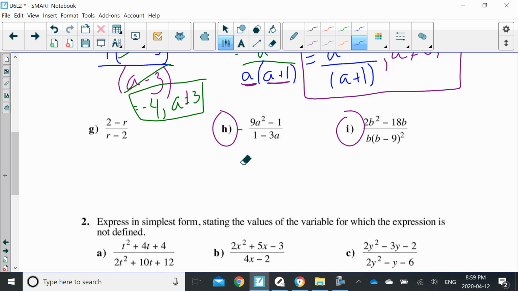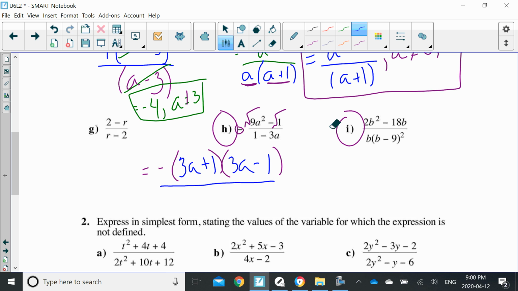Let's do H. So again, always ask yourself, how do I factor this? In the numerator, it is a difference of squares. 2 terms separated by a minus. Each of these terms could be square rooted. So what I have is negative, and then I've got my 2 factors that are my difference of squares. And my 2 factors would be the square root of 9a squared, which is 3a, and the square root of 1 is 1. 1 gets a positive and 1 gets a negative.